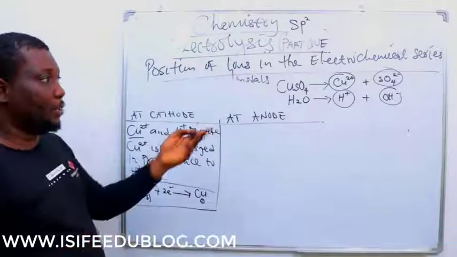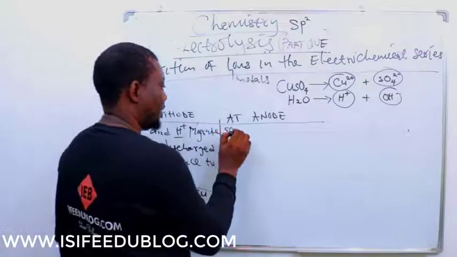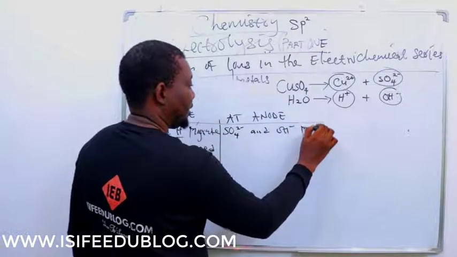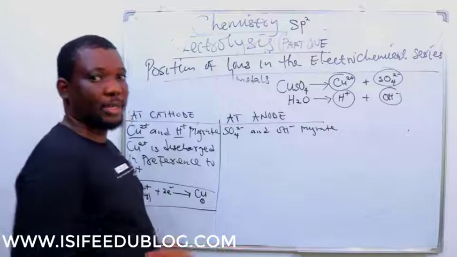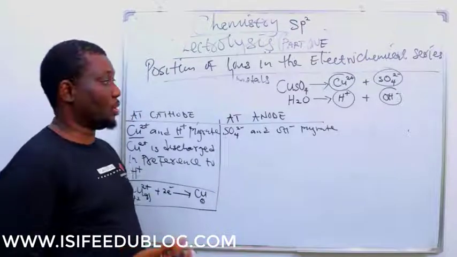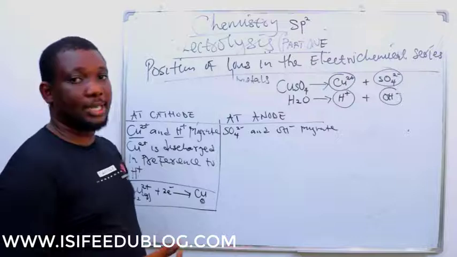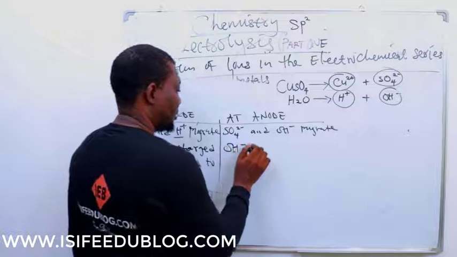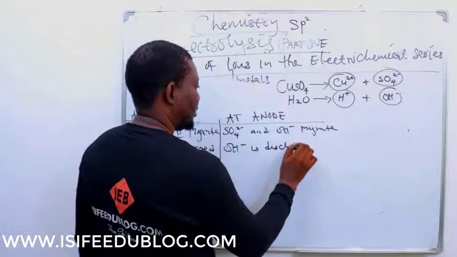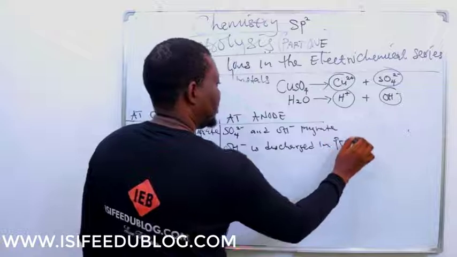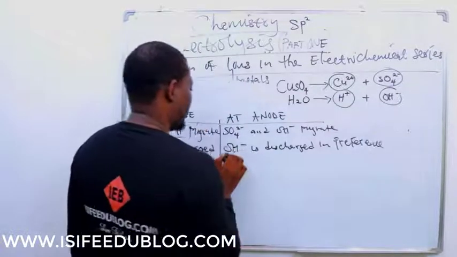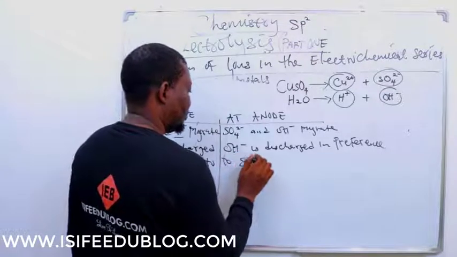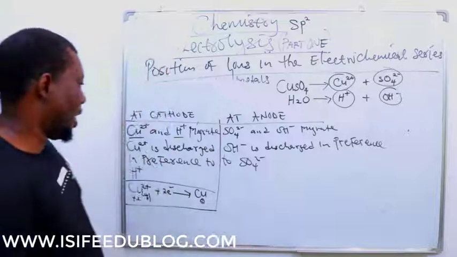So this is the chemical equation of what happens at the cathode. Then we come to the anode, where we have sulfate, SO4 2-, and OH- migrating. When they migrate, we have to select one, preferably, to discharge. Which one goes depends on the one that is listed there. Listed there is OH-, so OH- is preferred, not SO4 2-. SO4 2- will remain. So we say OH- is discharged in preference to SO4 2-.